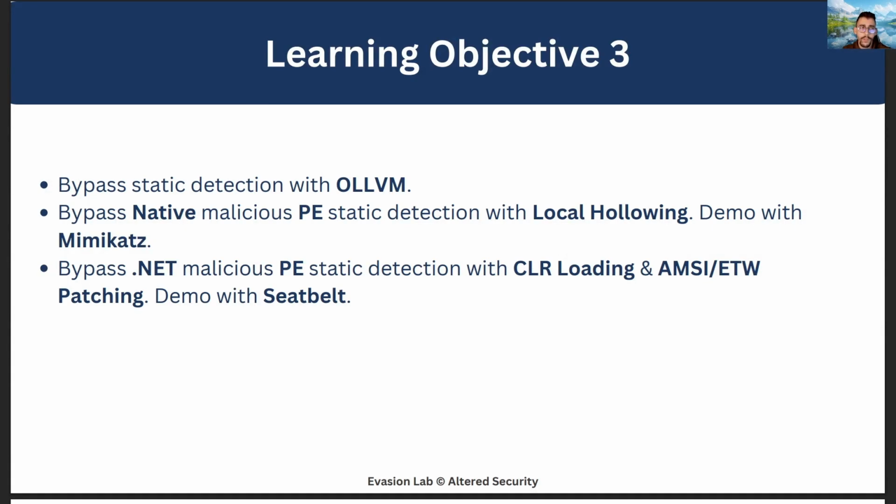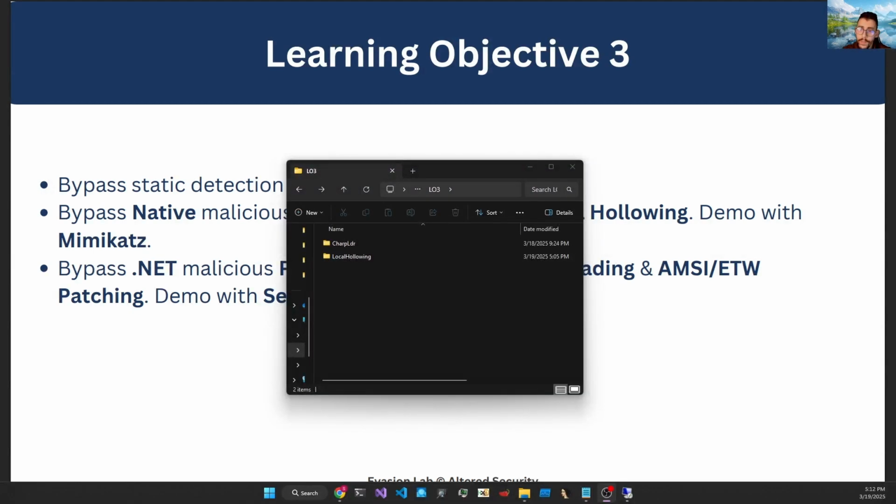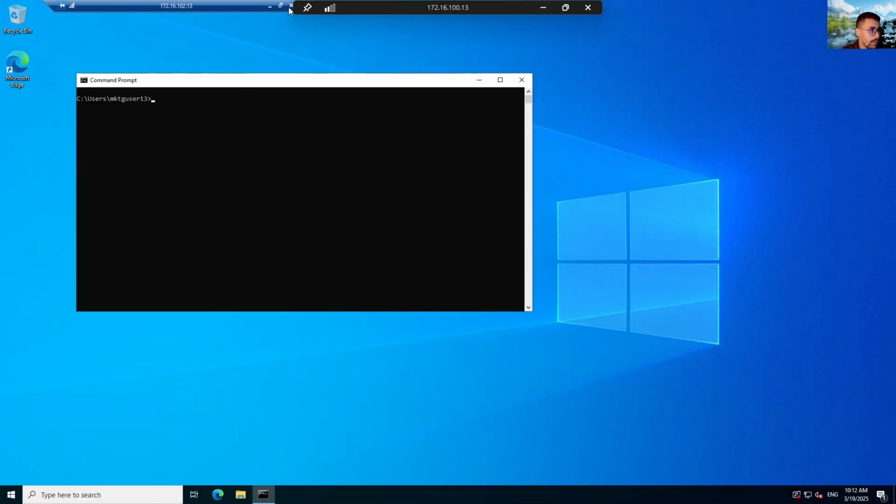Now stop the video and try to solve the solution and come back whenever you are ready. Now refer to the student's VM machine inside the evasion tools LO3, and we will find the SharpLoader and local hollowing folders. So RDP to the MDE machine from your student machine.